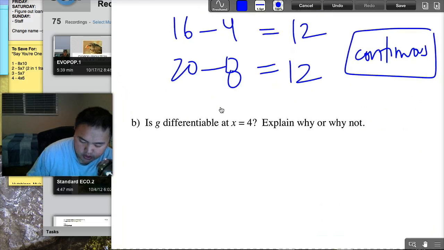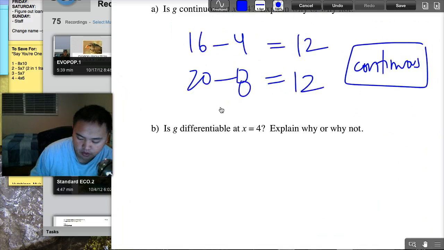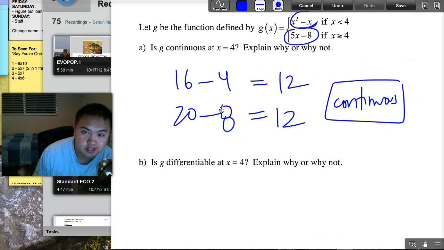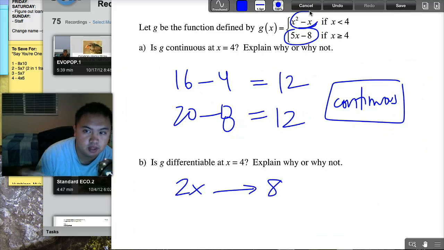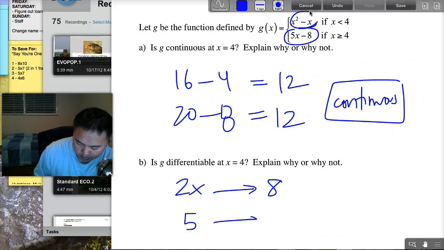The next question says, is this differentiable? Can I take the derivative at 4? Well, remember, if the derivative exists, I should be able to take the derivative from both sides and have the exact same slope, and then I'll have it differentiable. So if I take the derivative of this first function, this x squared minus x, I get a derivative of 2x. And then when I plug in 4, I get 8. So that tells me from the left side, my derivative and my slope is 8. From the right side, if I take the derivative, I get 5. Okay, and there's nowhere to plug in, so my slope is 5.